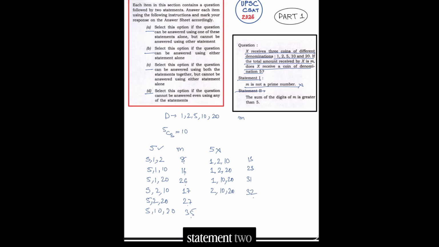Now let's check statement 2. It says that the sum of digits of M is greater than 5. So 8 is greater than 5. 16 is 1 plus 6, which is 7, and 7 is greater than 5. 2 plus 6 is 8, greater than 5. 1 plus 7 is 8, greater than 5. 2 plus 7 is 9, greater than 5. 3 plus 5 is 8, greater than 5.